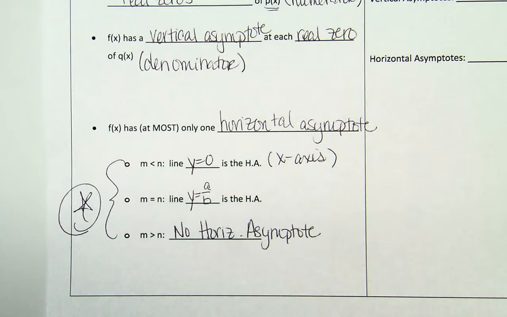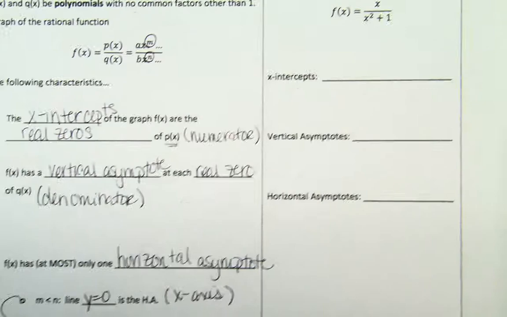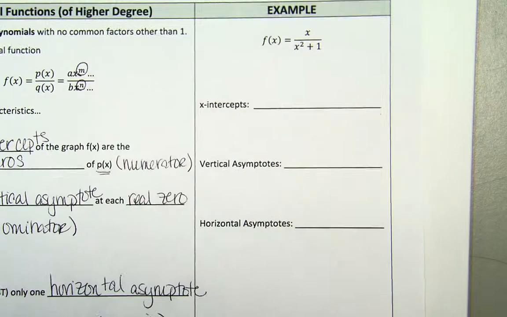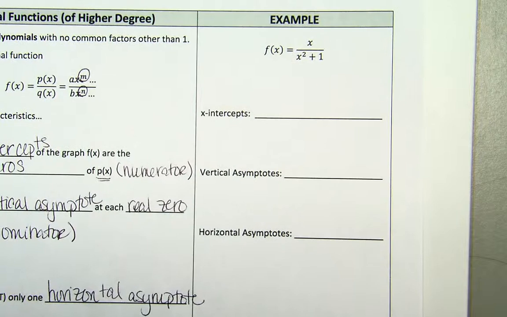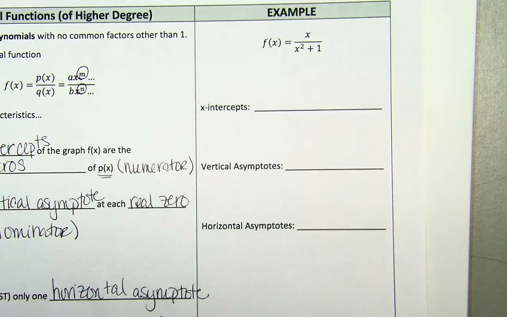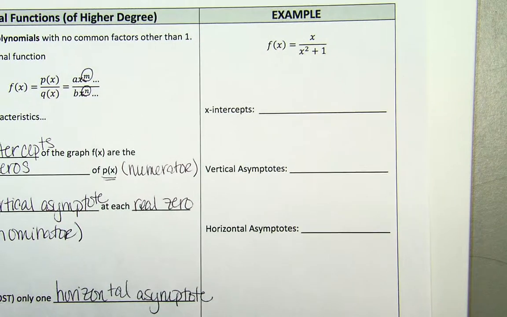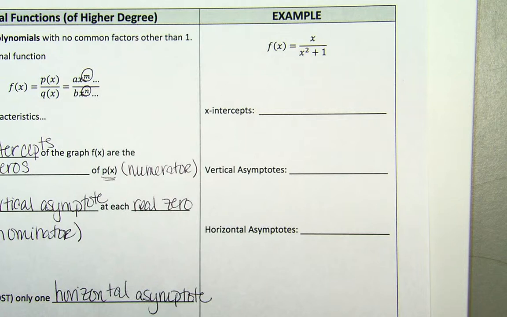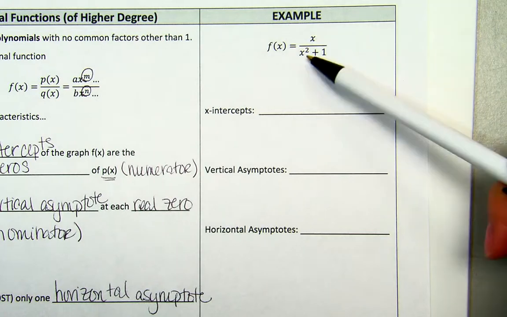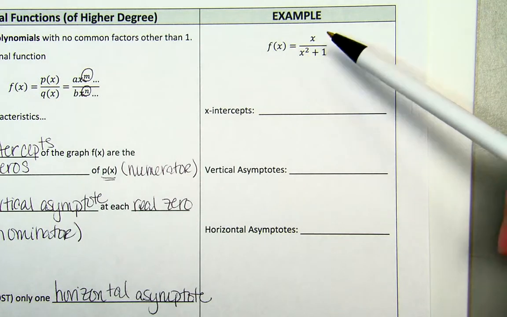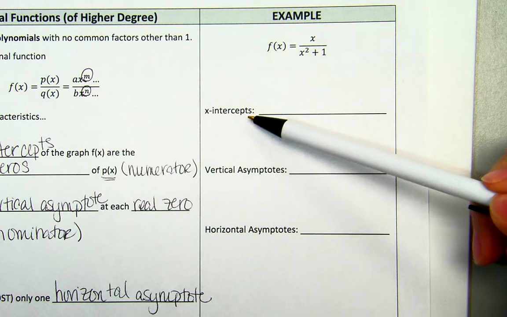So let's look at an example. Off to the right, I gave you an example to see if we can put these characteristics into use. Here we have f of x, the rational equation we want to graph, equal to x over x squared plus 1. The first thing we want to do is find our x-intercepts.